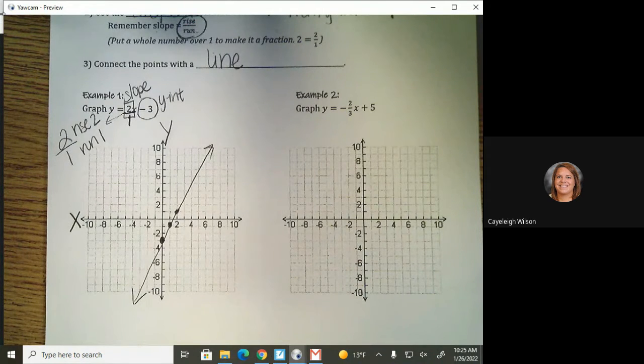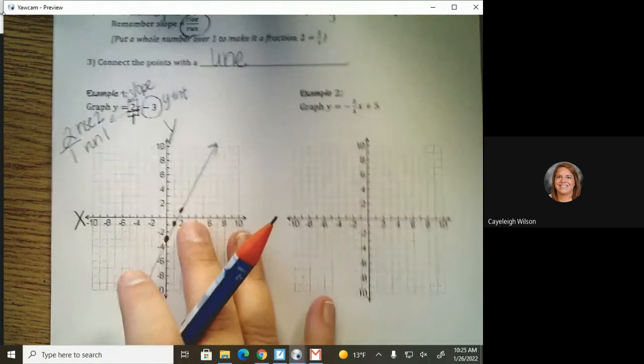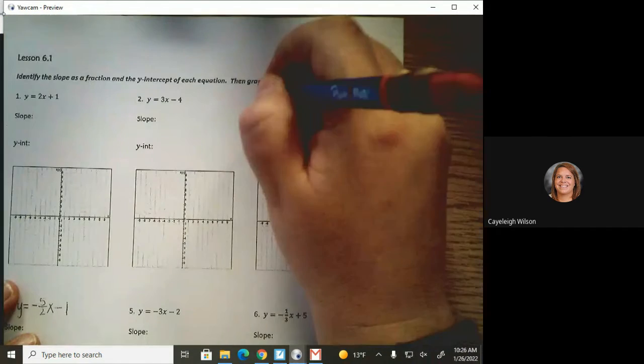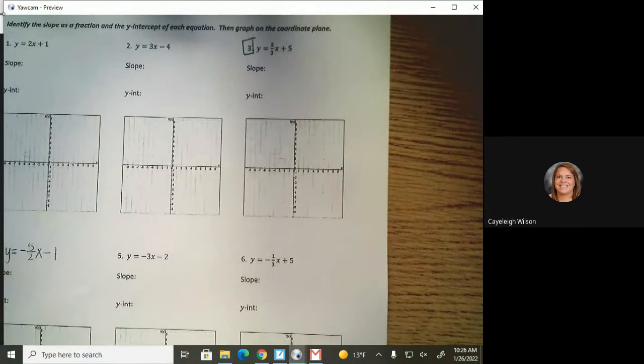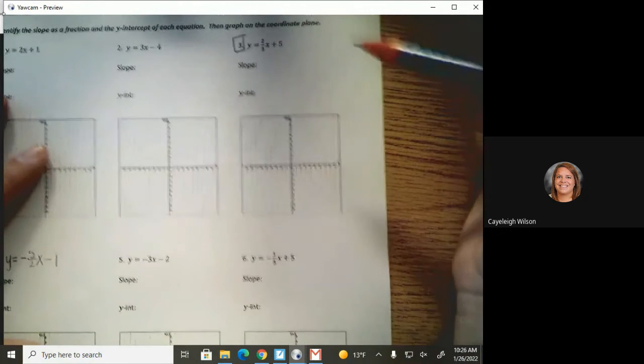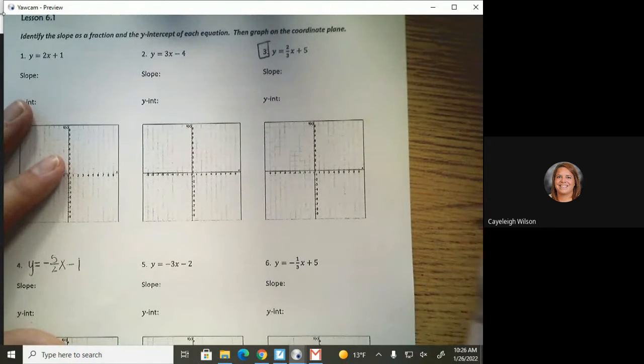All right, we're going to kind of skip around here. So we're going to flip it over, and we're going to do number 3. I know these boxes did not copy very well at all. Okay, so it says identify the slope and y-intercept, then graph.